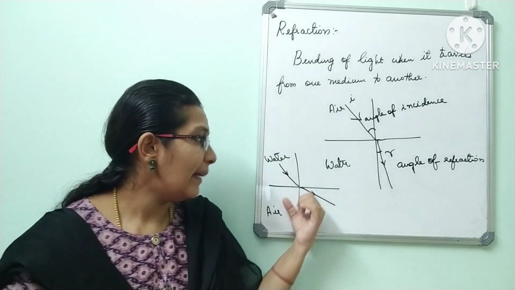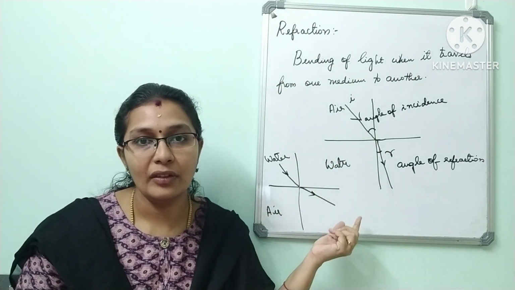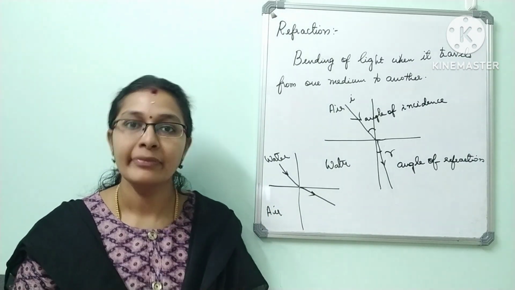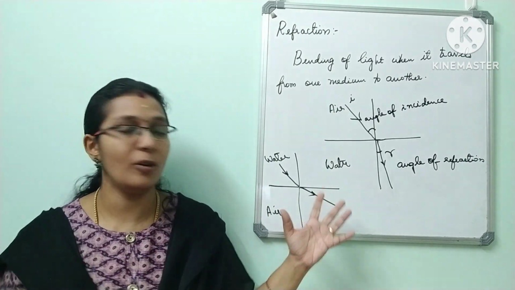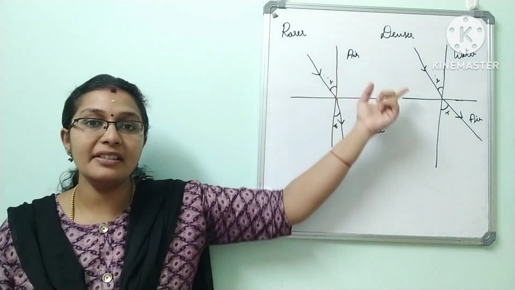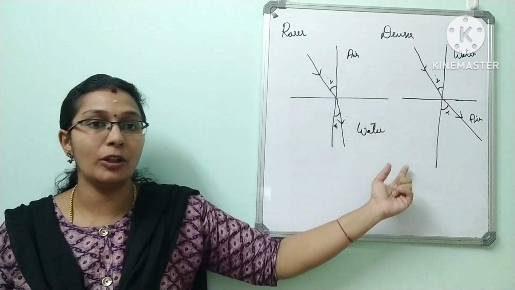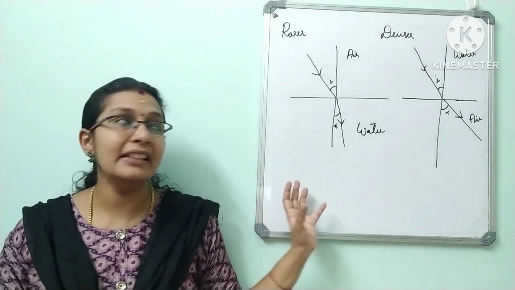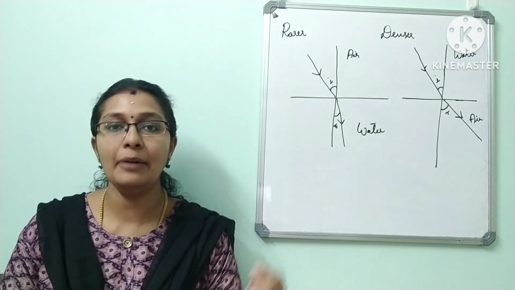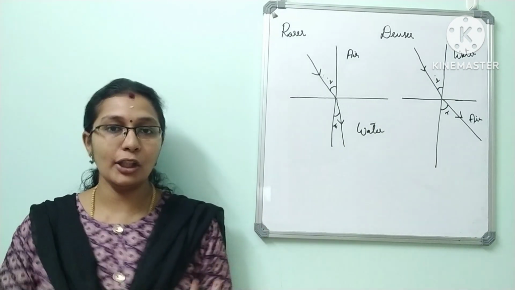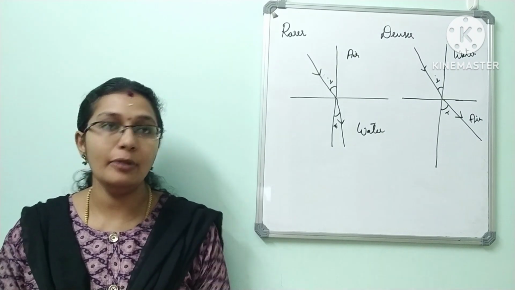You can ask me, ma'am, here it is bending towards the normal, it is bending away from the normal. Why? I'll tell you with the concept. The difference between these two is the medium. In the first case we have used air to water, and in the second case water to air. So since there is a change in the medium, this also changes. The refracted rays' bending also changes. I'll tell you what it is.